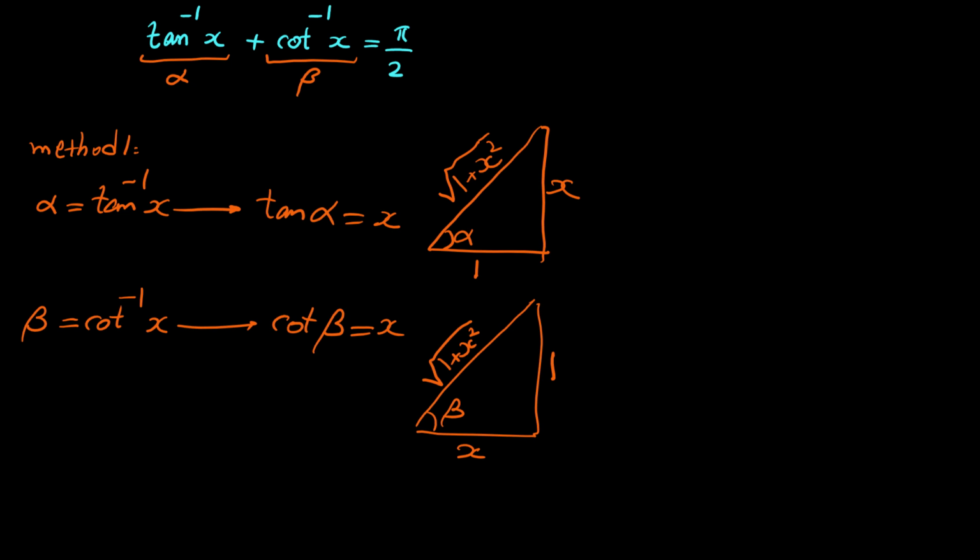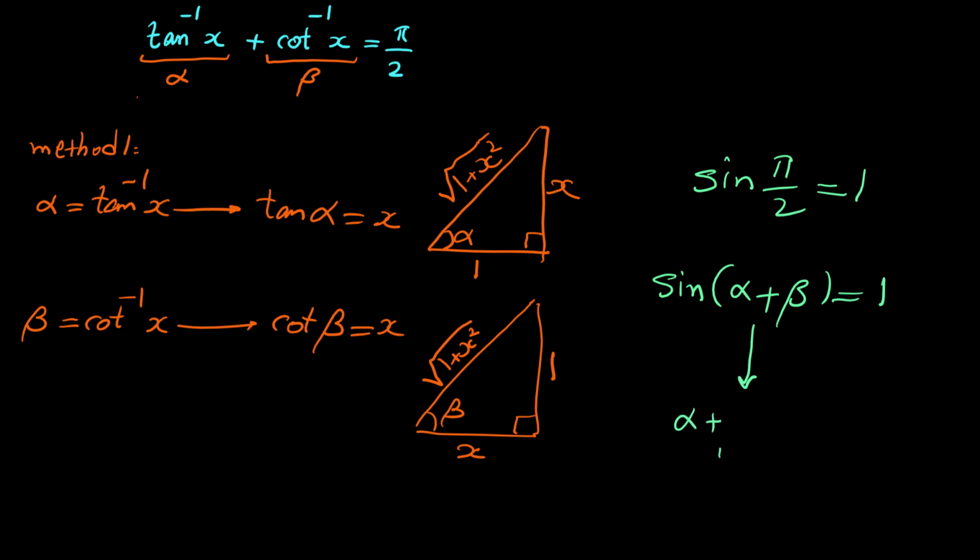Now that we have completed our triangles, these are right triangles, let's start proving that alpha plus beta is pi over 2. But before that, let me remind you of something. Sine of pi over 2 is 1. So if we can prove that sine of alpha plus beta is 1, then from this we can conclude that alpha plus beta is pi over 2. But we need other details which I will explain later.